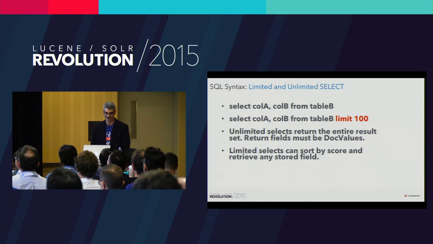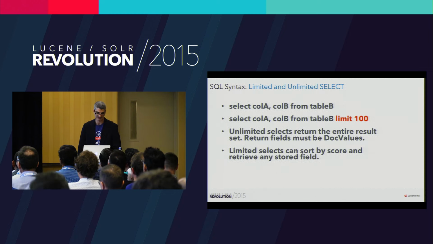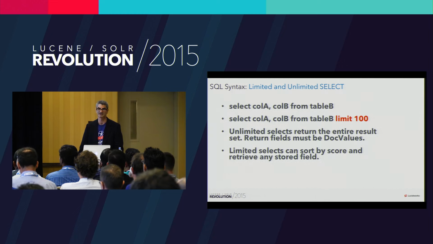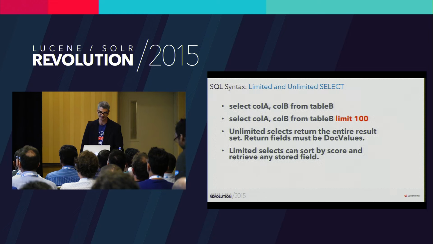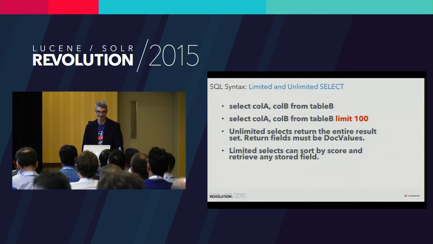Okay, so we're going to get into the syntax of this. The first syntax you can look at is limited and unlimited selects. The key is that with unlimited selects, you get the entire result set back, which is somewhat unusual for search engines, but the architecture supports that. With limited selects, you don't get the full result set back, but you can do things like get scores and get text fields and get all stored fields back.